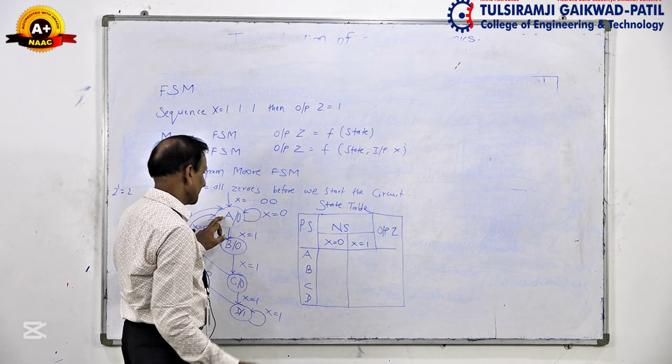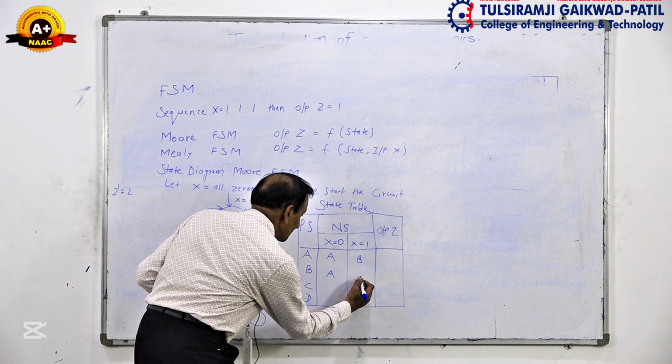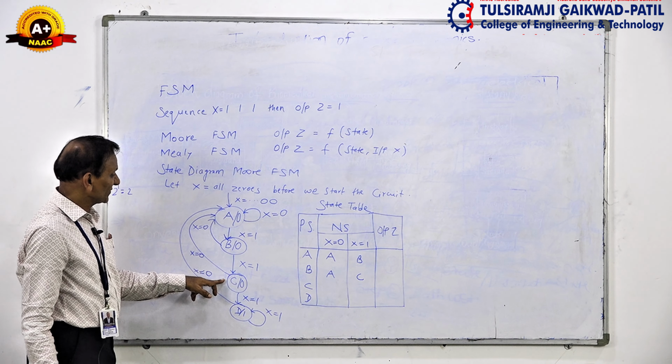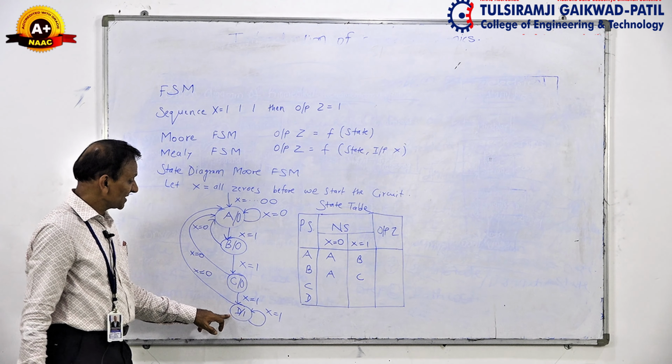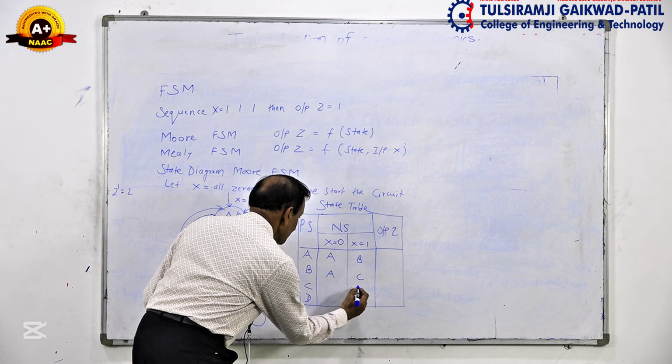Now when the present state is B, for X equal to 0, the machine is going to state A. So we'll write here state A. For X equal to 1, it is going to state C. So we'll write C here. In C state, if we get X equal to 1, the machine is going to state D. For X equal to 0, it is returning back to A. Now when the present state is D, when X equal to 1, it is staying there itself. And for X equal to 0, it is going to A.